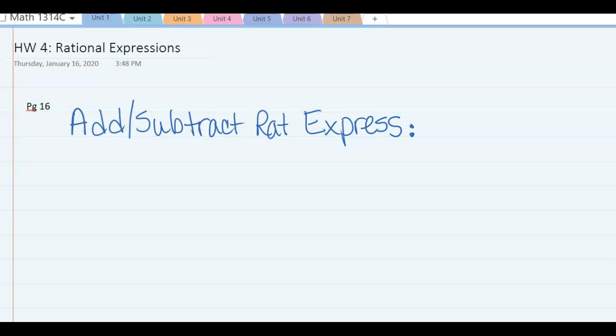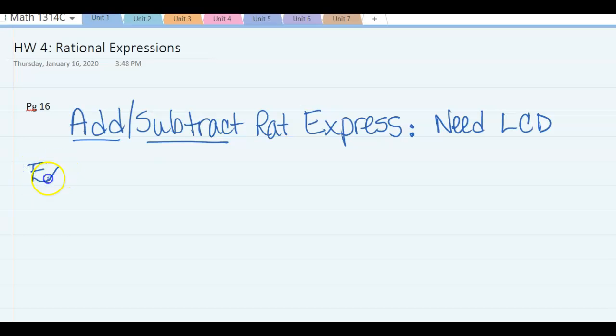This video will go over adding and subtracting rational expressions. In order to do so, remember that we will need the LCD. When we are multiplying or dividing rational expressions, we do not need the LCD. But if we are going to add or subtract rational expressions, we need the LCD.